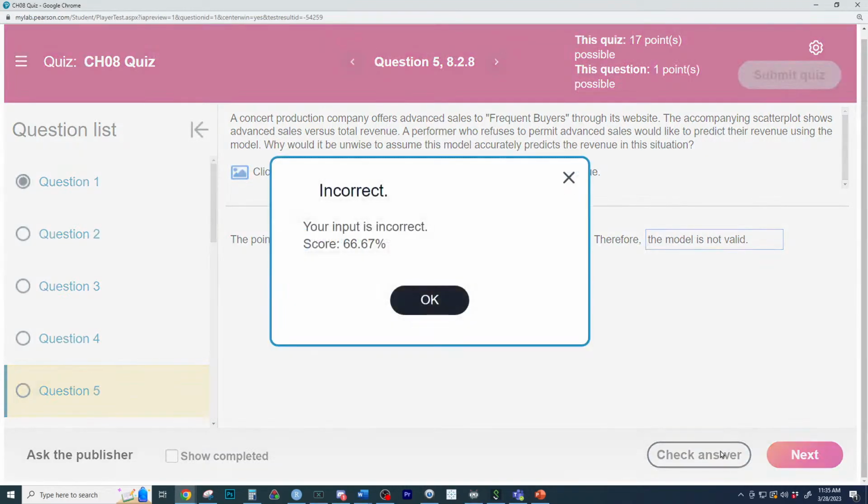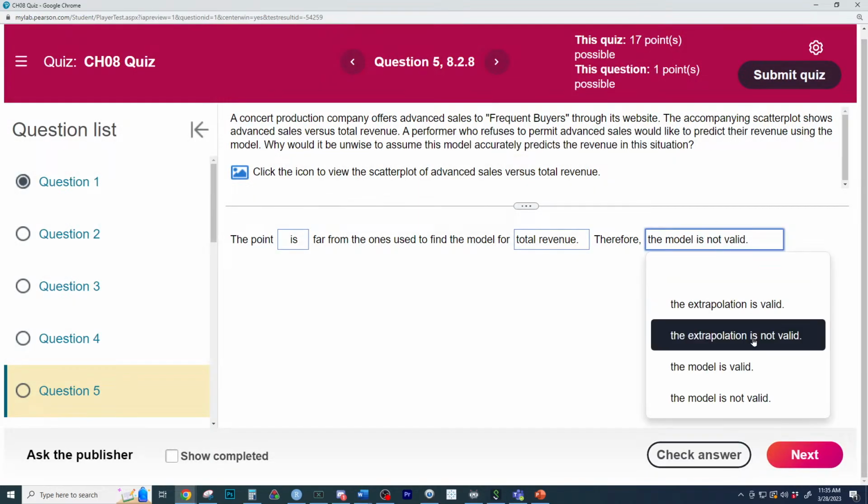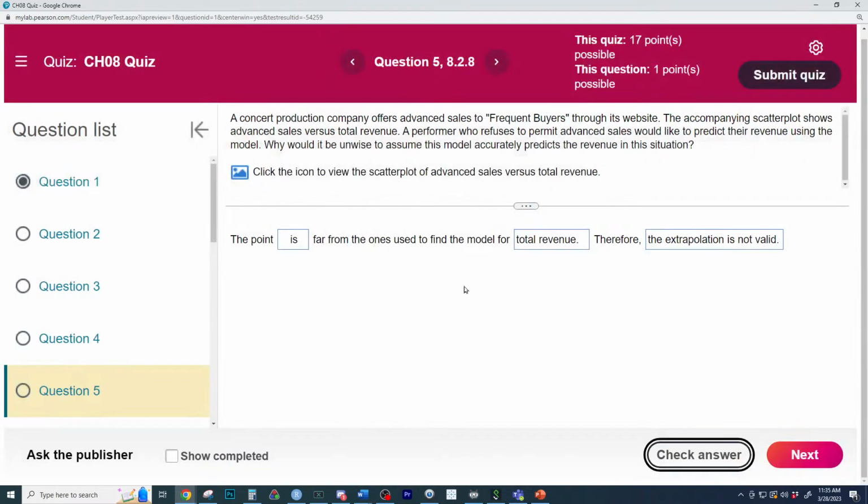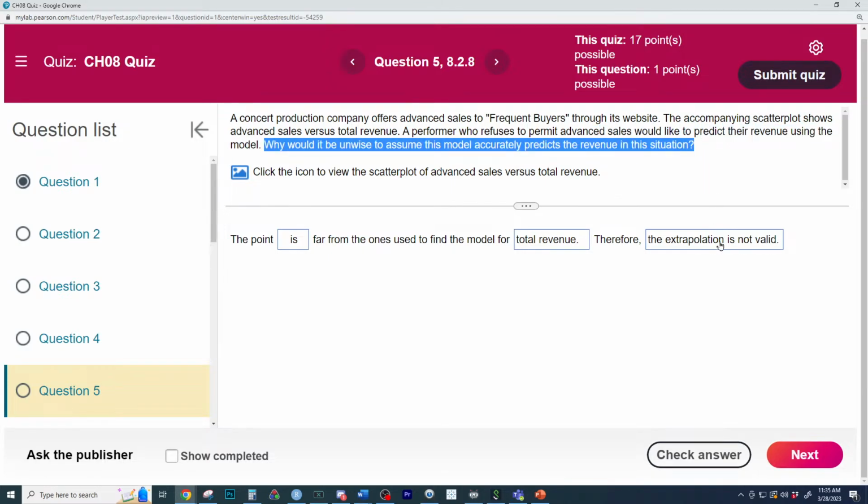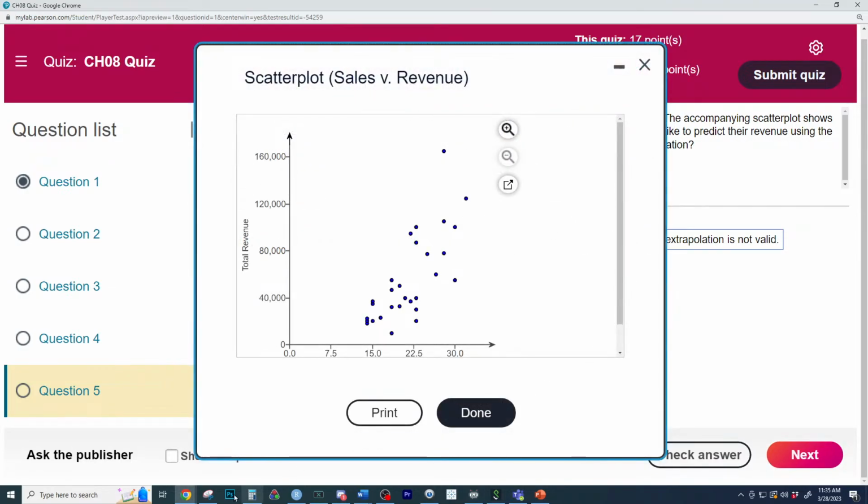I could get that last one wrong. Yeah. Therefore, the extrapolation is not valid. It's not that the model isn't. This is weird. I really don't like the way they phrase that. We obviously know it's extrapolation. Why would it be unwise to assume the model accurately predicts? Well, yeah, extrapolation right there. Well, the model could be accurate, and that's a different issue.